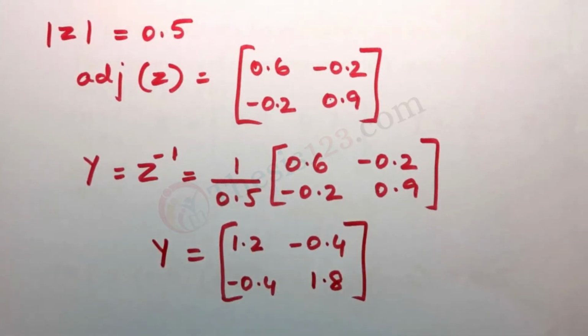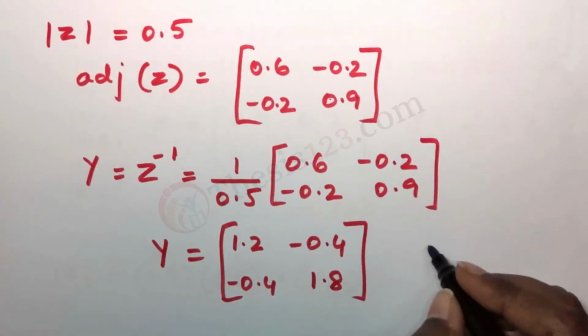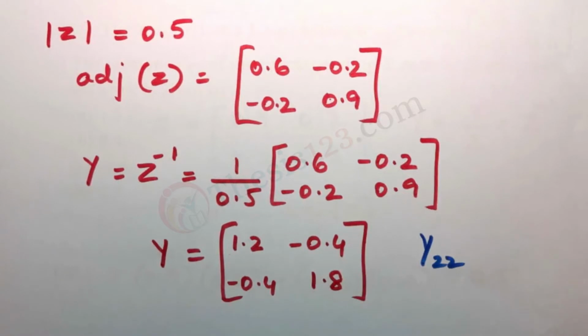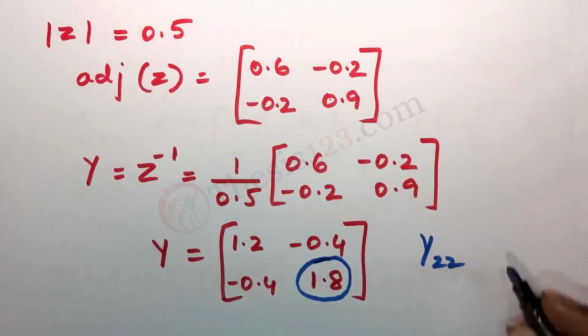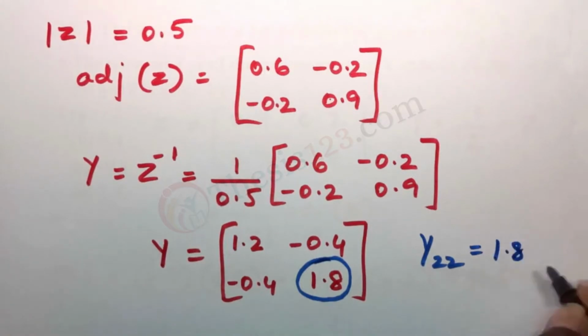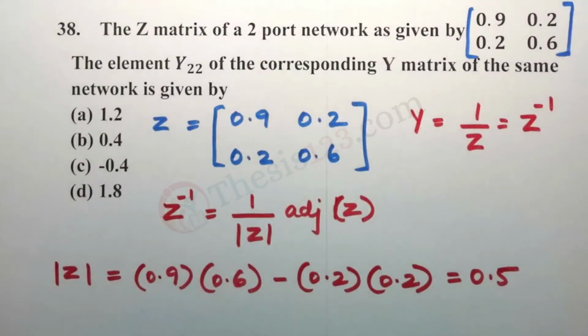Now this is our Y matrix. The question asks us to find out the element Y22. We are supposed to find out the element Y22. Second row, second column, which is 1.8. So Y22 is 1.8. And this matches with option D. So for this question, the right answer is option D.